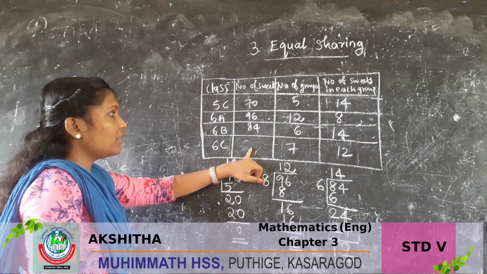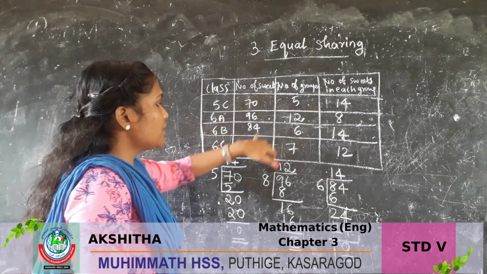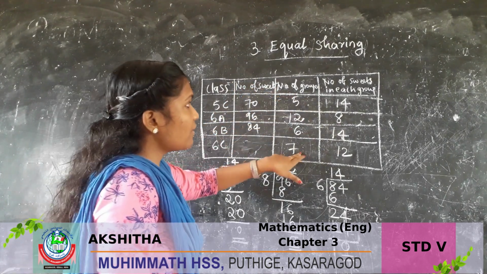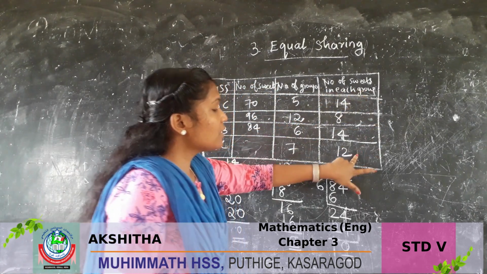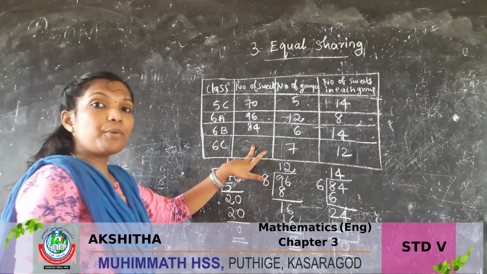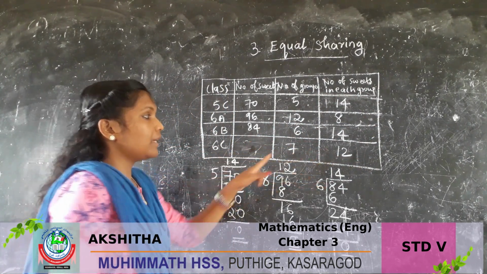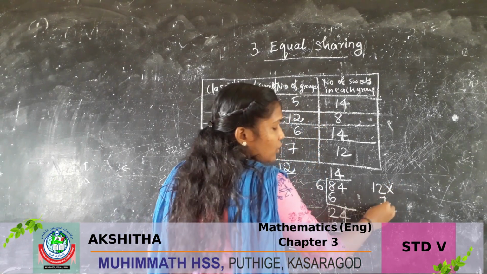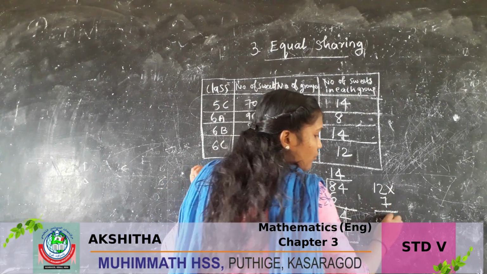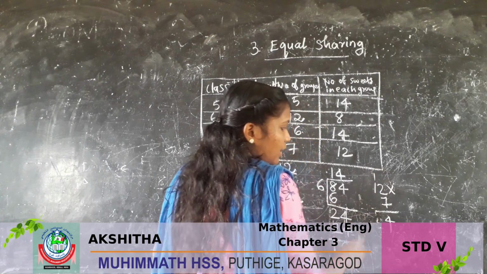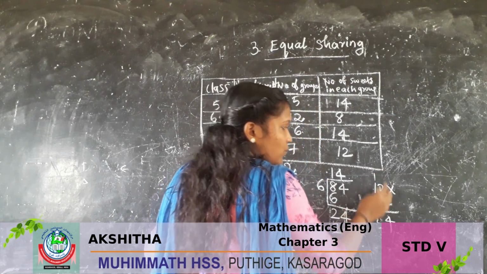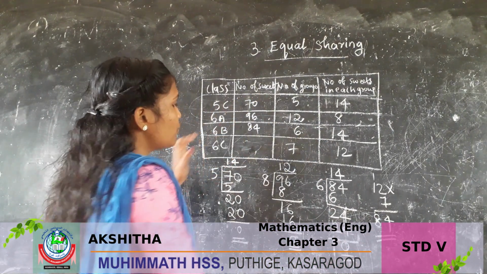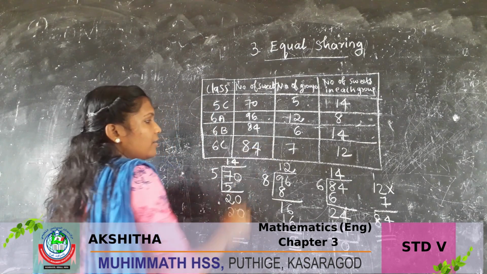Let us see the next one. Here we should find the total number of sweets. The number of groups is 7 and the number of sweets in each group is 12. To find the total number of sweets, we have to multiply. 12 into 7. 2 sevens are 14, so write 4 here and carry 1. 7 ones are 7, plus 1 is 8. So the total number of sweets is 84.